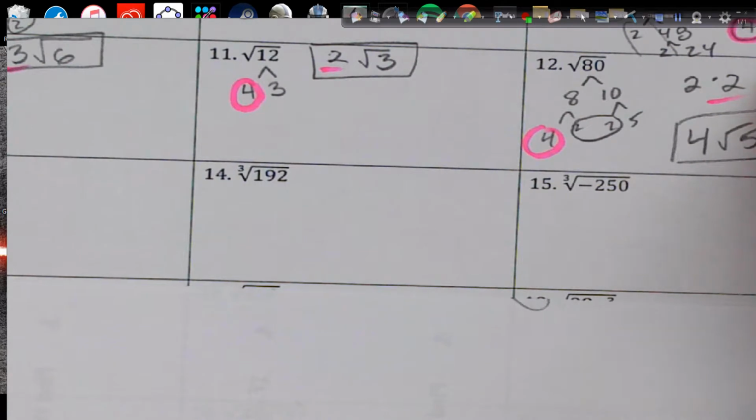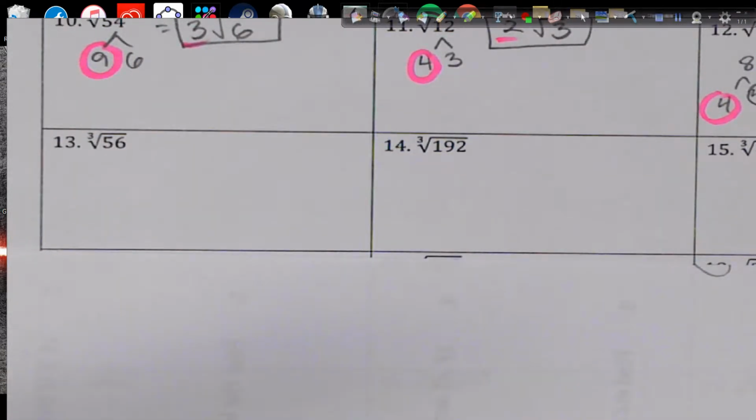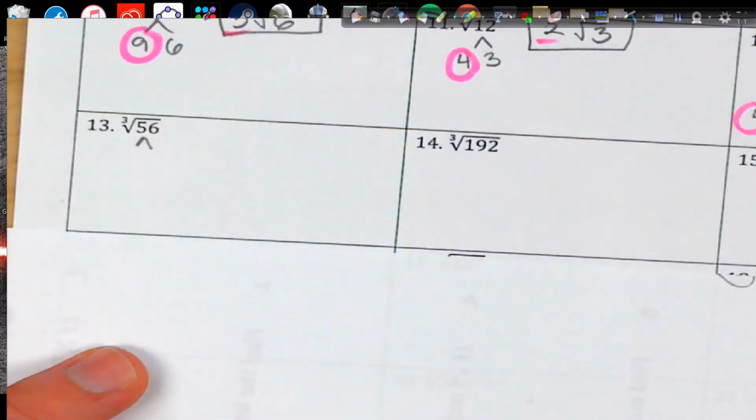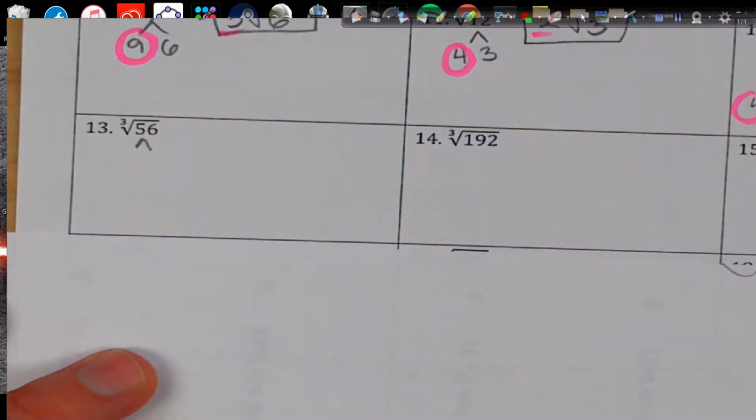Okay. All right. Now we're doing cube roots. So we're going to do the cube root of 56. So this one's going to be a little bit trickier. And we want to break this guy down. So 56, let's go ahead. We had this one earlier. No, we didn't. We had 54. Similar, but not the same.